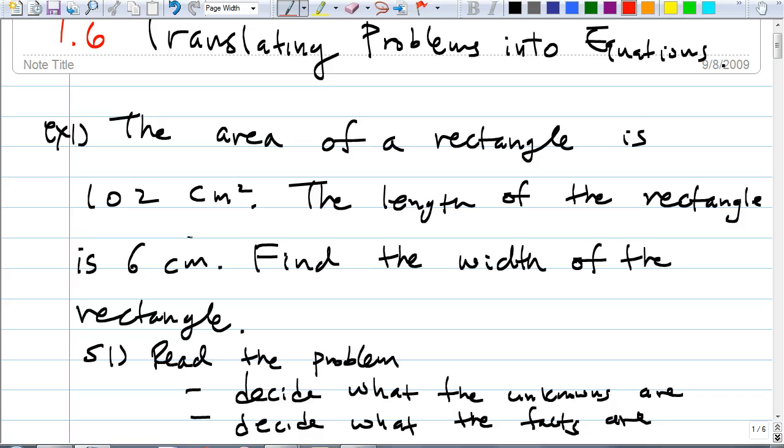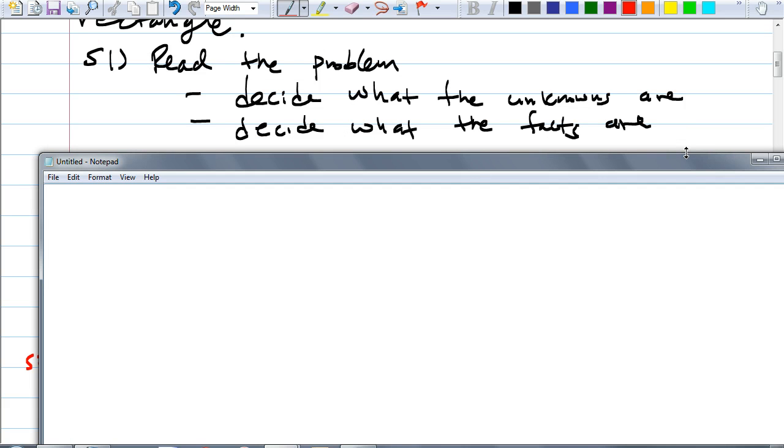Oh, let me move it up. Sorry. Okay. There you go. So as you read the problem, of course, you're not just reading for fun. Well, you are kind of, but as you read, you're thinking about, okay, what are the unknowns and what are the facts? By the way, in this problem, how many unknowns are there? Just one. And what is that unknown that we're looking for? What is it going to represent? Eric? Yeah, the width. The width of the rectangle is correct.